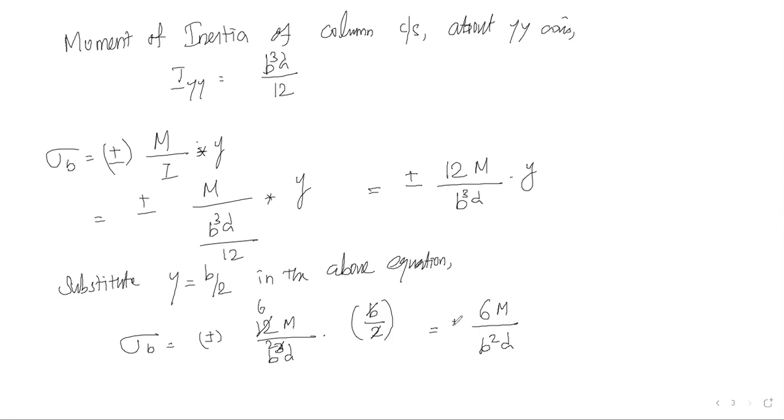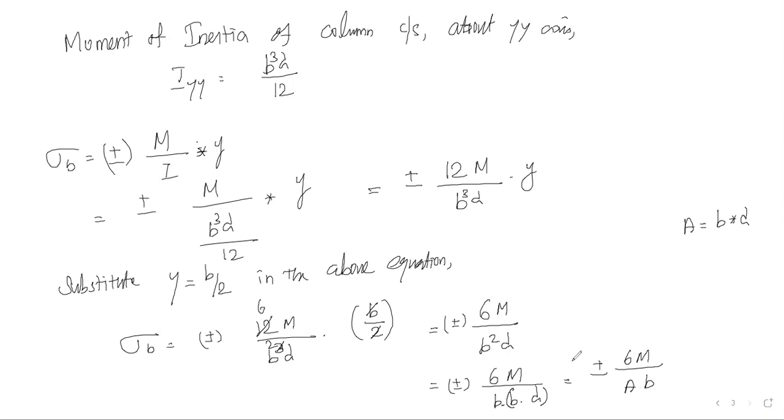Okay, so that also I am going to change like this. Instead of b squared, we are going to write it as b into b into d. So we all know that area is equal to b into d. So instead of this bd I am going to write area A. So plus or minus 6M divided by A into b.